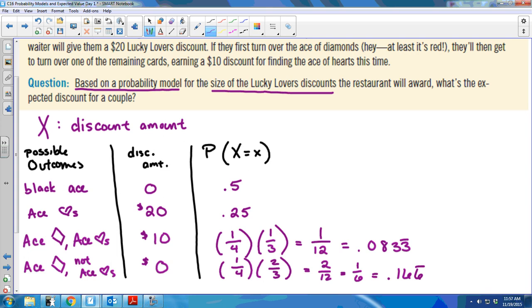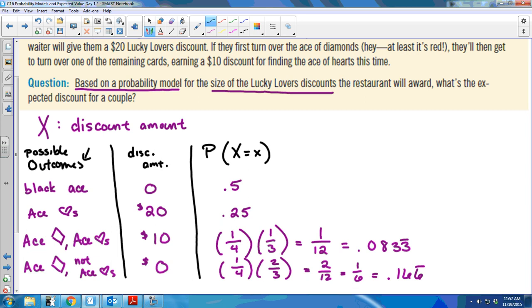Questions about where any of the information came from? Then if you were asked to create a probability model, that is it. That is a probability model. It's your outcomes and the probabilities of those outcomes. I find it easier to write the possible outcomes. Really, you just worry about the discount amount, but I have to keep track of the cards, so I like to write down the cards too. Okay?